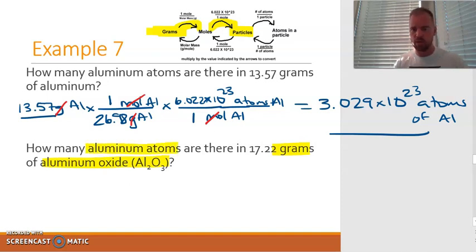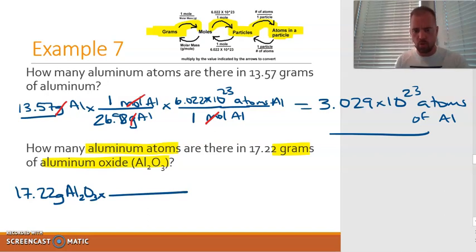So that's why once you get to the particle, which would be, in this case, the molecule, we need to go one more step and go to atoms in a particle. Anytime you're asked to solve for the quantity of a particle within a larger particle, you would want to do that extra step. Let me show you what that looks like. Starting out with 17.22 grams of aluminum oxide, and I tell you it's Al2O3.